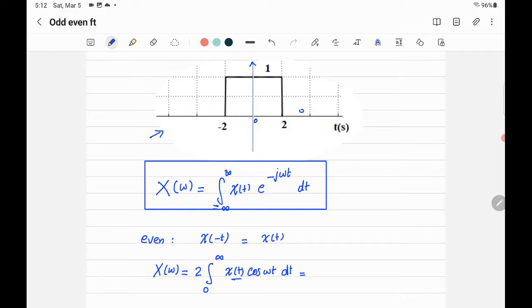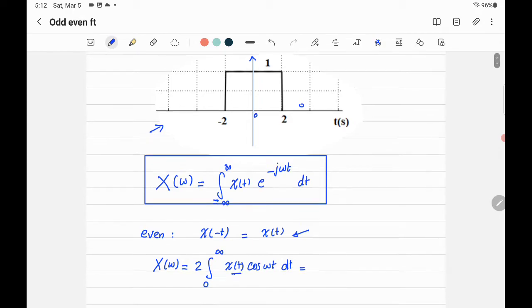In this diagram, you'll see we have a rectangular pulse, and it's an even signal. How do you know it's an even signal? You know it's even if x of negative t is equal to x of t. Or when you look at the plot of this signal, you will see it's symmetric about the y-axis. In this case, you will see that this rectangular pulse is symmetric about the y-axis.